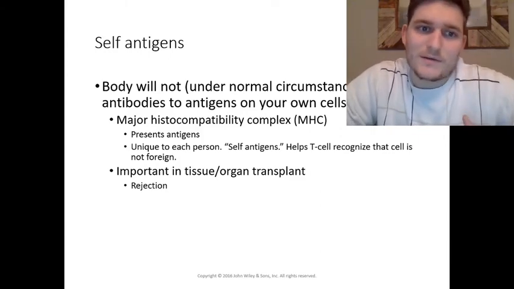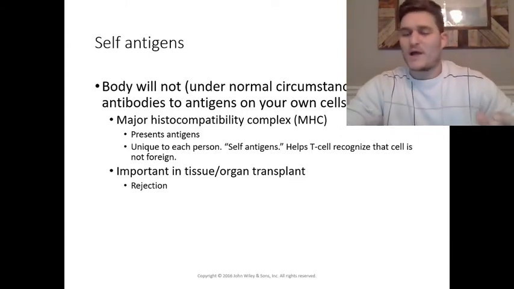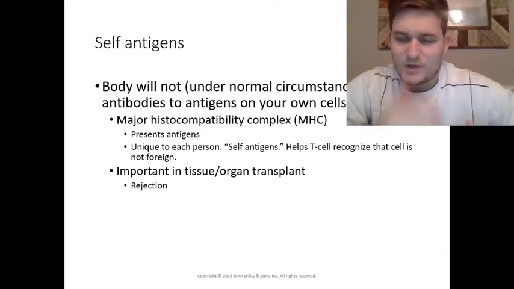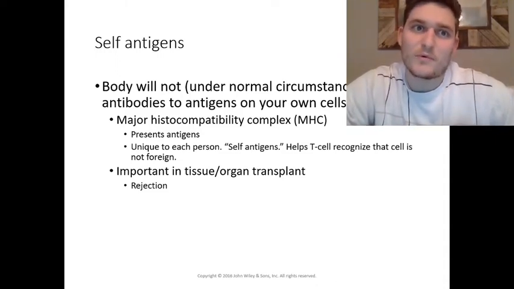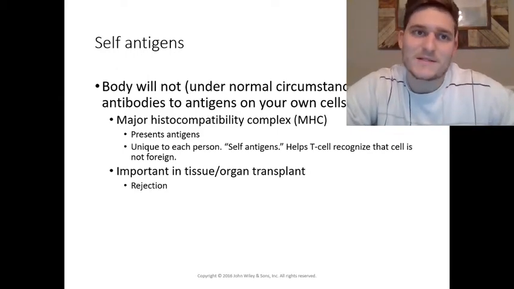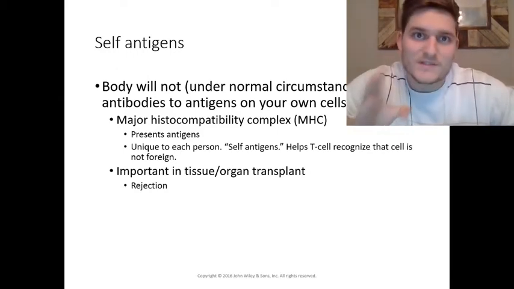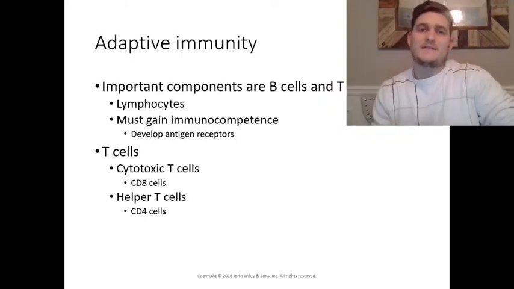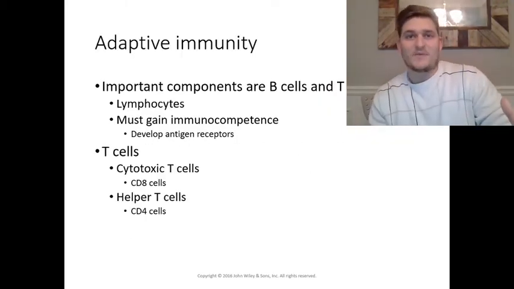And so that's why typing for blood and other sorts of surgeries and things like that for transplants, like we just discussed, is very important because our body has this internal mechanism that basically wants to attack anything that is invading. And so B cells and T cells, again, make up this adaptive immunity.